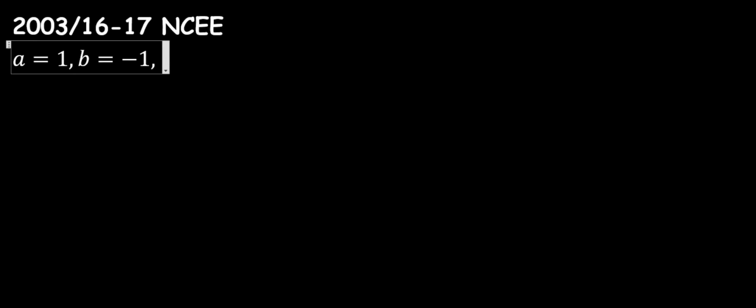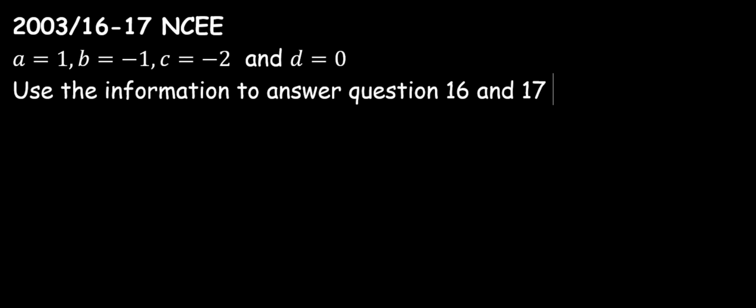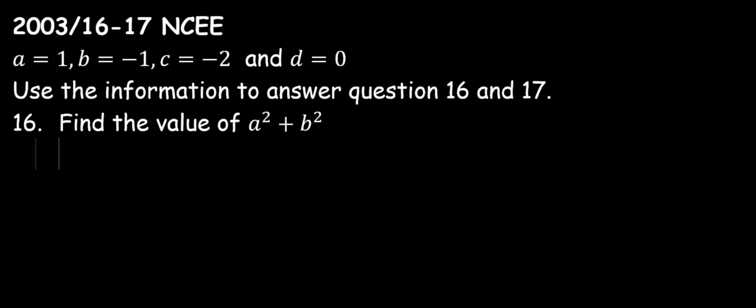A is equals to 1, B is equals to minus 1, C is equals to minus 2, and D is equals to 0. Use the information to answer questions 16 and 17. 16. Find the value of A squared plus B squared. The options are given. A is 0, B 1, C 2, D 3, E 4.